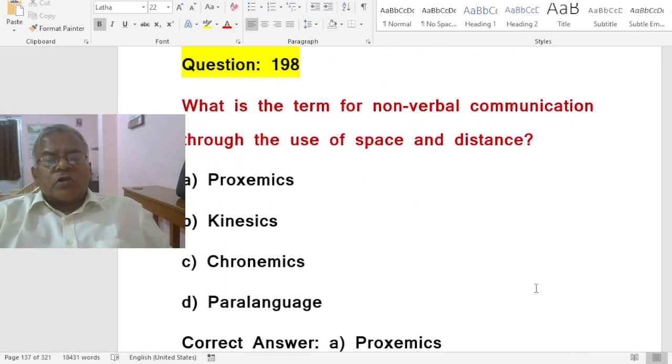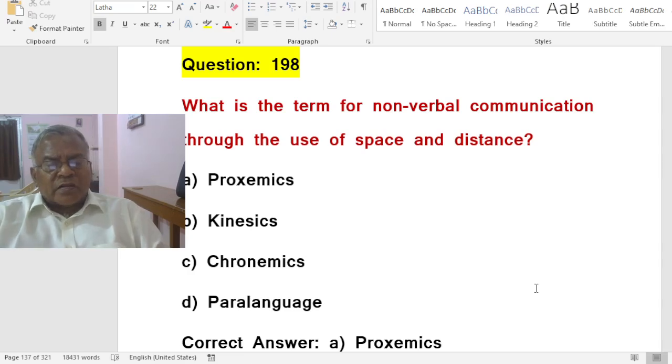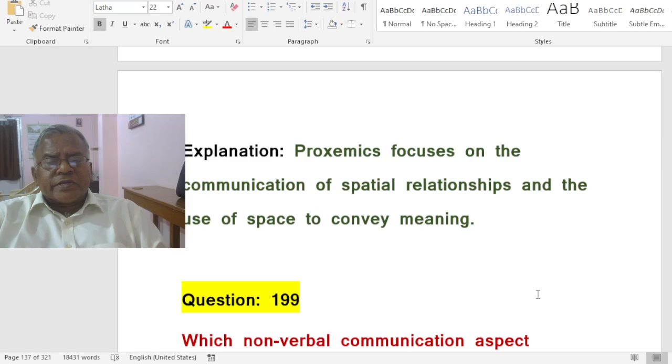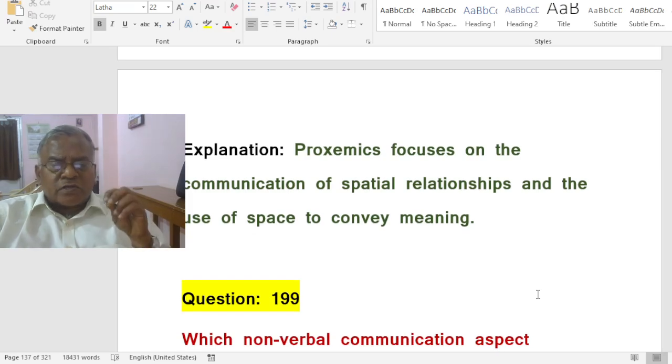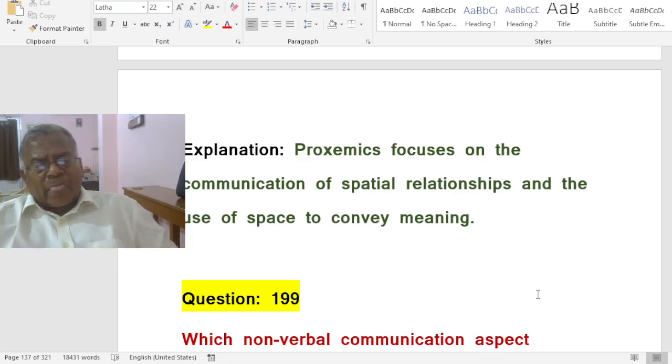What is the term for nonverbal communication through the use of space and distance? That is proxemics. Proxemics focuses on the communication of spatial relationships and the use of space to convey meaning.